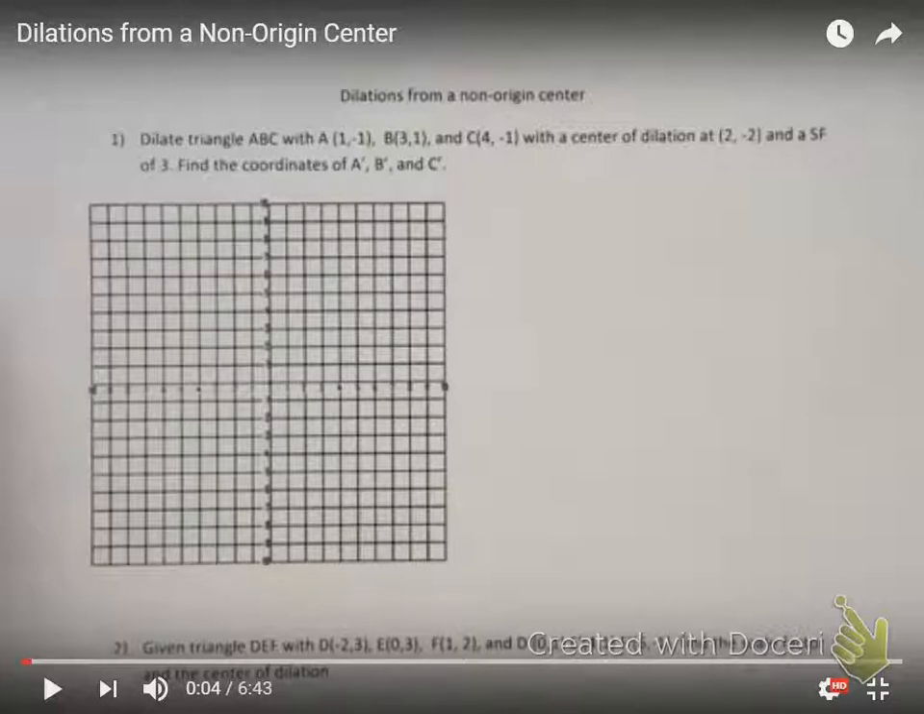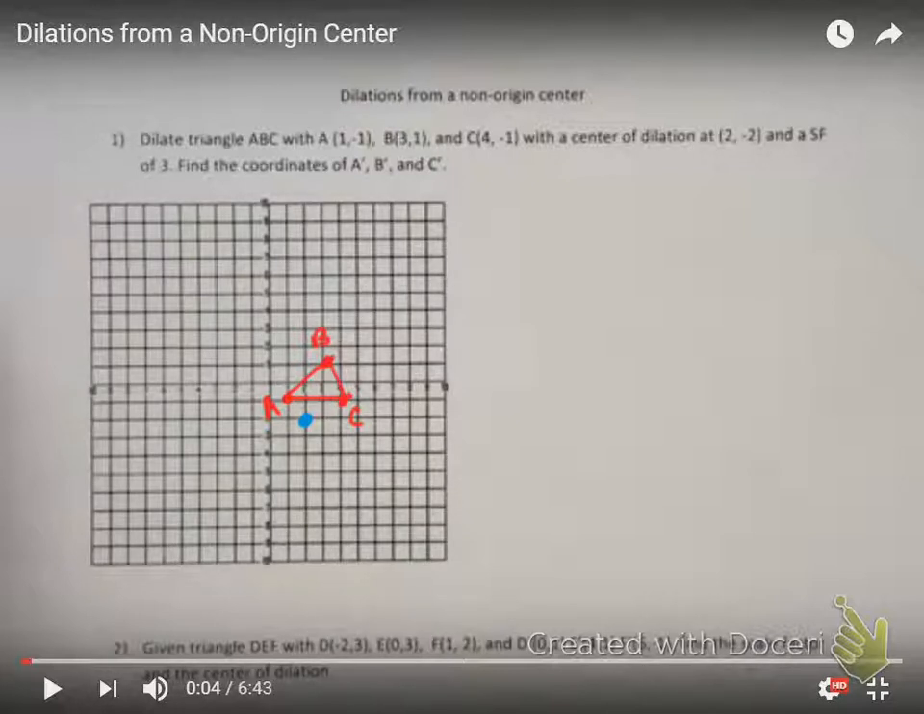So this one says dilate triangle ABC with A at (1, -1). So let me put that there. There's A at (1, -1), B (3, 1), and C (4, -1). And it says with center of dilation at (2, -2). So let me make that a different color. (2, -2) would be right here. That's the center it wants us to go by, and a scale factor of 3.